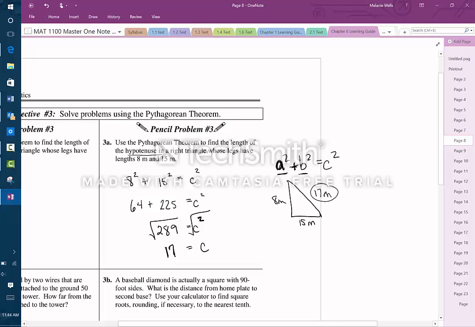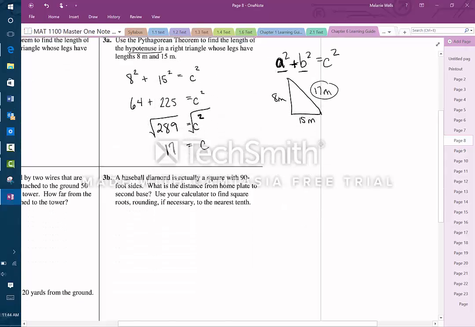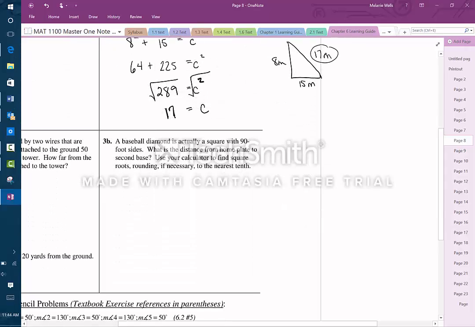Okay. And then next we've got a baseball diamond. It says it's actually a square with 90-foot sides. So let's draw a baseball diamond. Each side is 90 feet. What is the distance from home plate to second base? So make this our home plate. Home plate to second base would be this length.